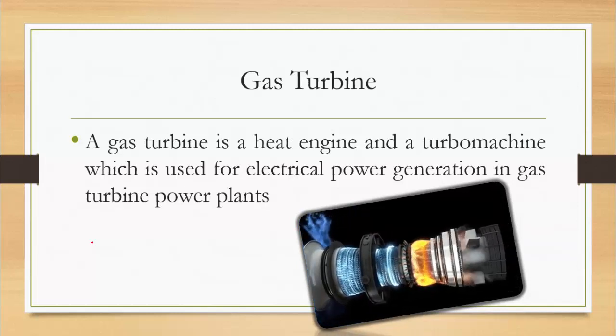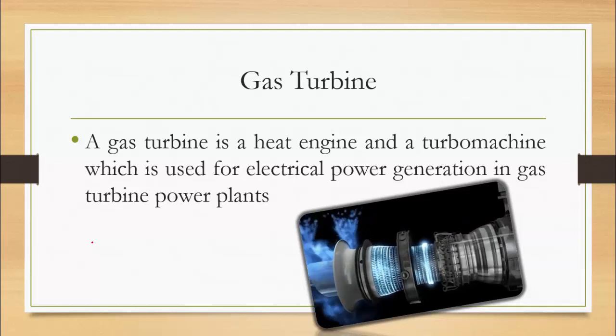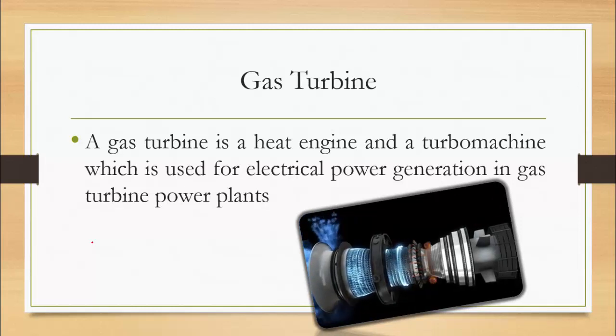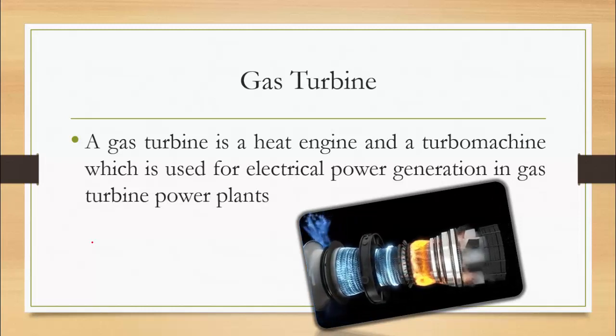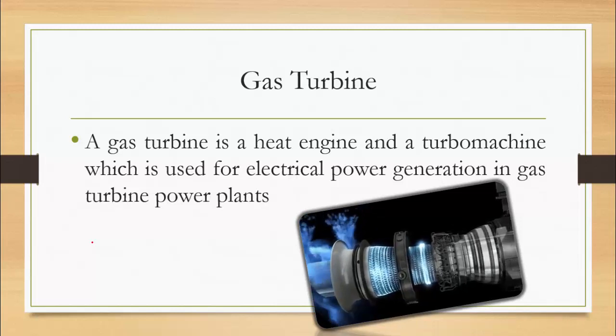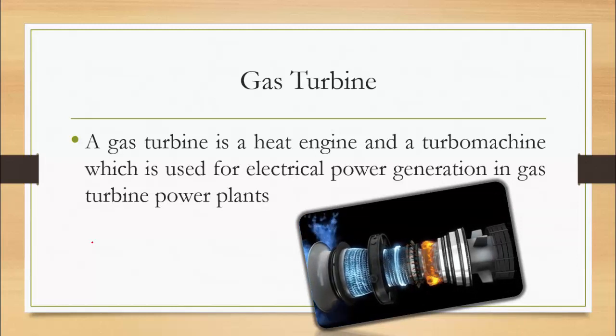An IC engine will also produce power from heat, but in an IC engine it is not a rotary engine, it is a reciprocating machine, right? So a gas turbine is a turbo machine, that is a rotary machine, and it is a heat engine which is used for electrical power generation in gas turbine power plants.